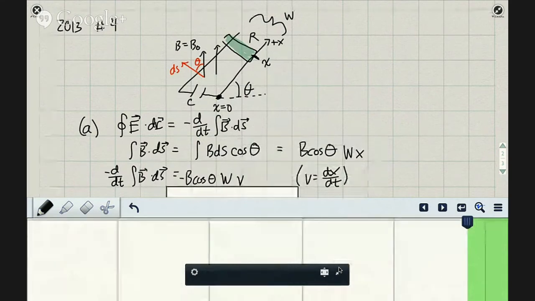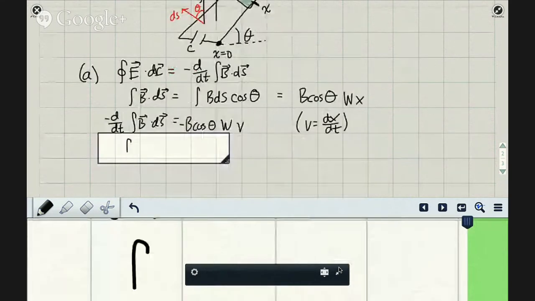All right. Next up, the integral of E dot dr around a loop.